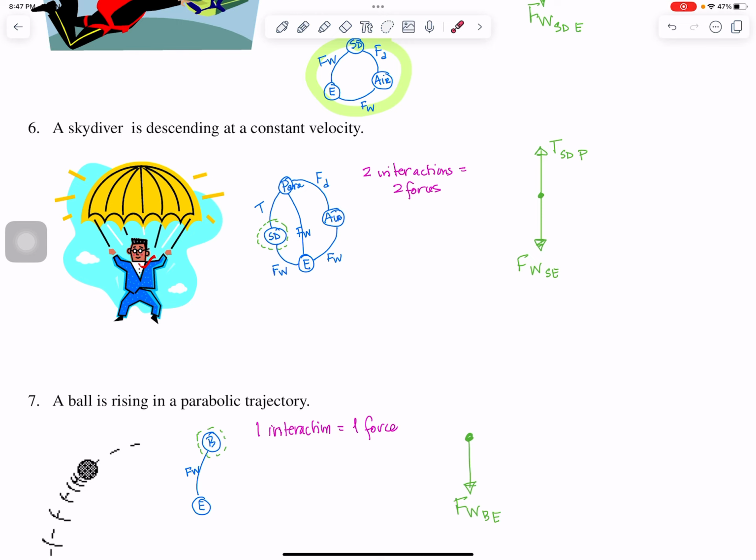Now, suppose that the skydiver was slowing down as he was going down. How would the tension force compare to the weight? He's slowing down as he's moving down, and in order to do that, my tension force would have to be bigger, because if my velocity is down, in order to slow down, my acceleration has to be up, which means my net force has to be up. So if this is my weight force, that means my tension would have to be longer so that my net force is upwards. That would be if I were slowing down while traveling down.